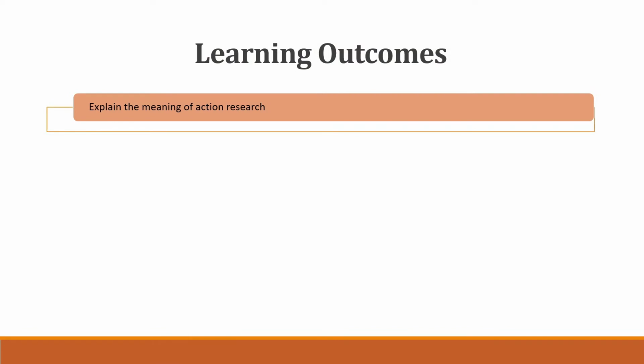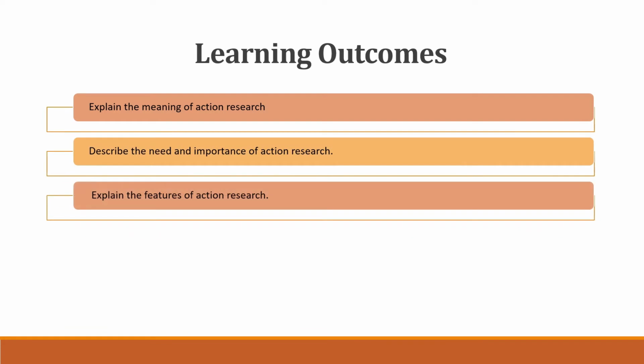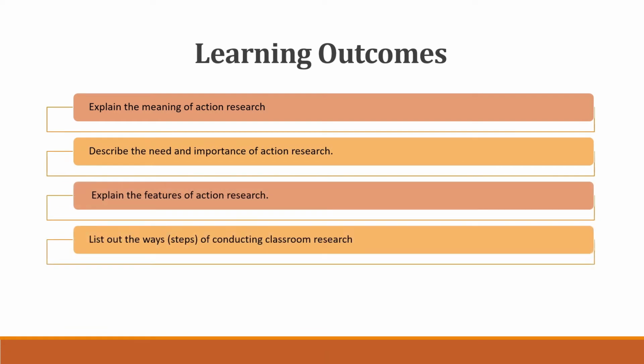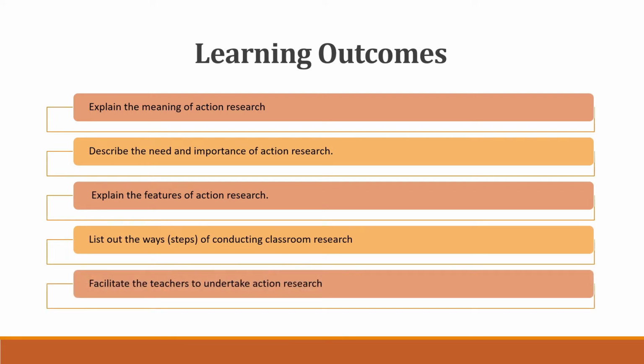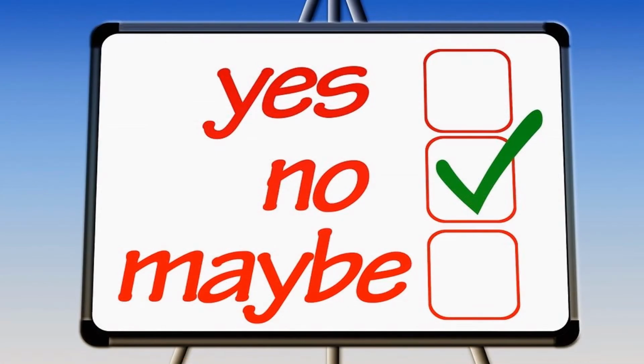And when we think over a topic, the main thing is the learning outcomes. So the learning outcomes that you will get through this video are: explain the meaning of action research, describe the need and importance of action research, explain the features of action research, list out the ways or steps of conducting classroom research, and facilitate the teachers to undertake action research. And my first question to you is, are you fully satisfied with your role as a teacher or practitioner?